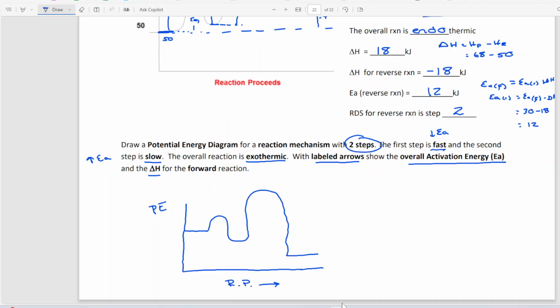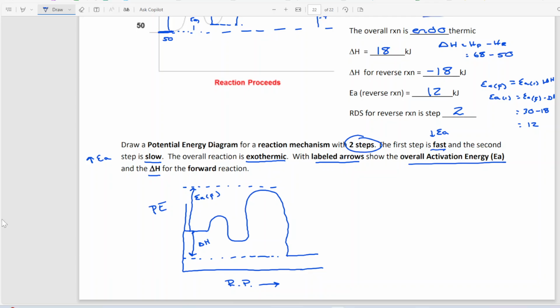Not a perfect science. So then I wanted to show labeled arrows with my overall activation energy for the forwards reaction. So it's going to go from reactants to top of highest peak. So this would be my activation energy forwards. And then I wanted to show my delta H. So for this one, I could put my arrow down here. So it's anywhere between reactants and products. So I'm going to put delta H here. Awesome, right?